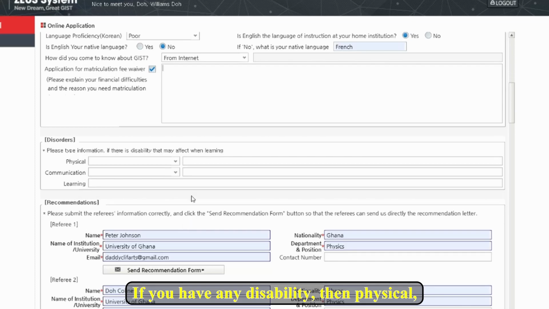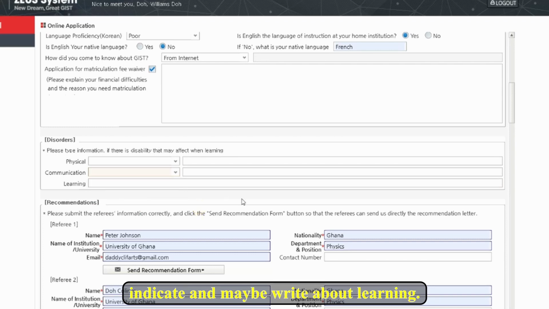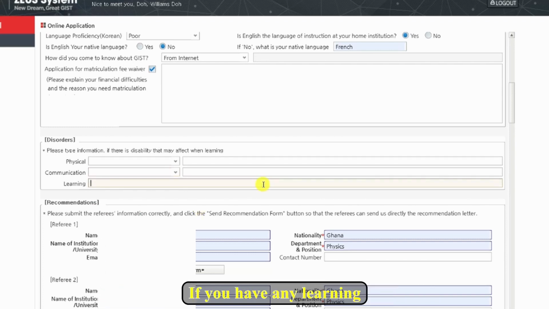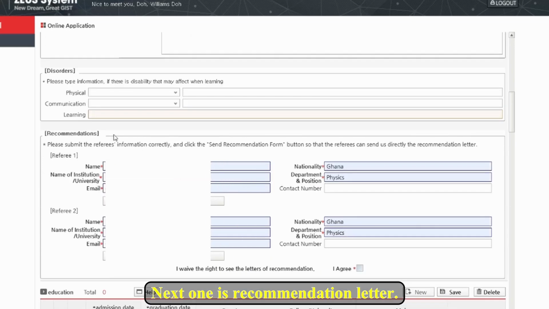That being said, the next thing is please type information if there is a disability. If you have any disability, physical, maybe communication, like for example speech, hearing impairment, you have to indicate it, and maybe write about learning. If you have any learning difficulties, explain there. Next one is recommendation letter.